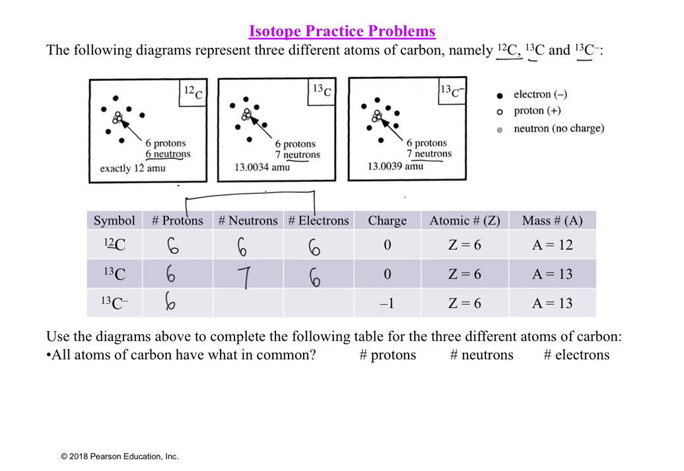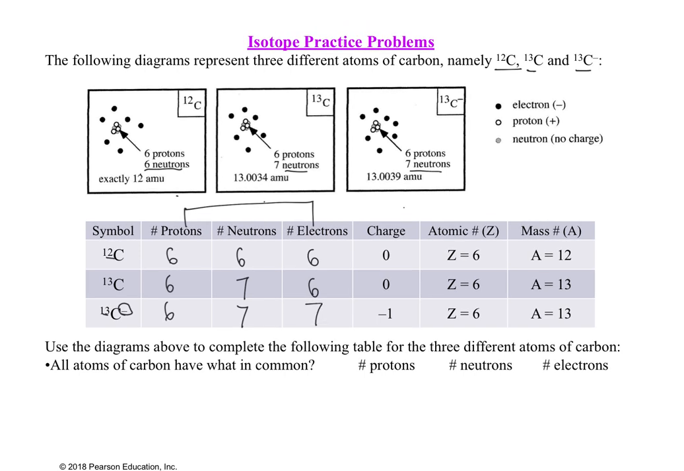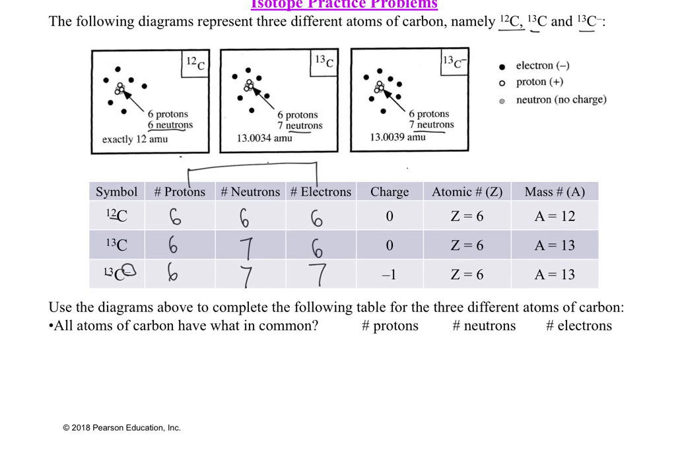And now when we have this anion of carbon 13, it still is heavy, so it still has 7 neutrons. But notice now I have an extra electron. Electrons are negatively charged, so I have an extra electron, which means I have 7 electrons there. Notice they all have the same number of protons because it's all the same type of atom. But neutrons can vary and electrons can vary.